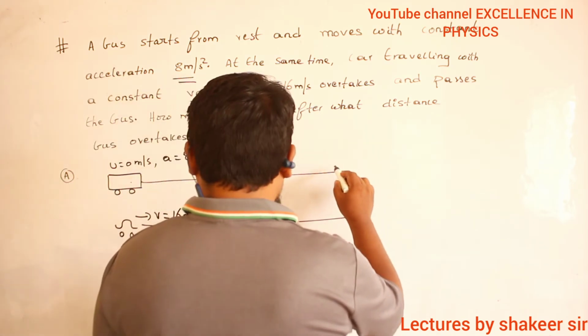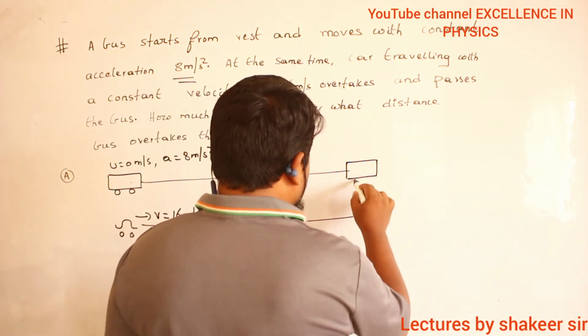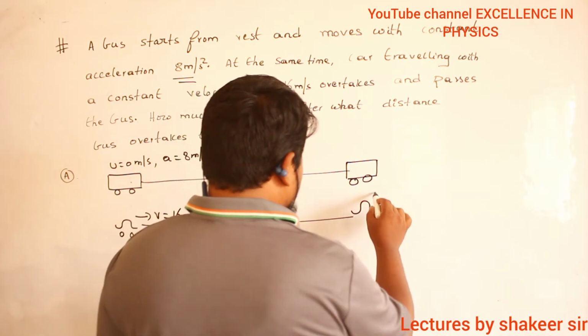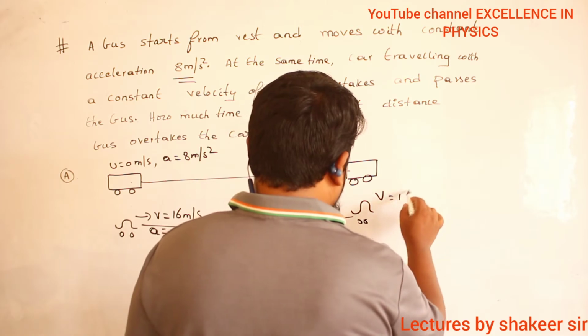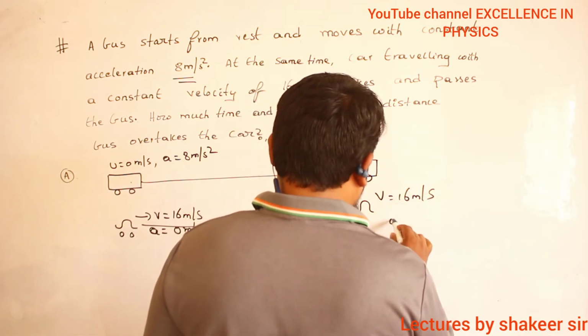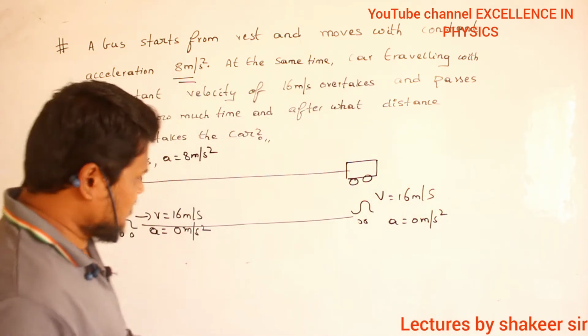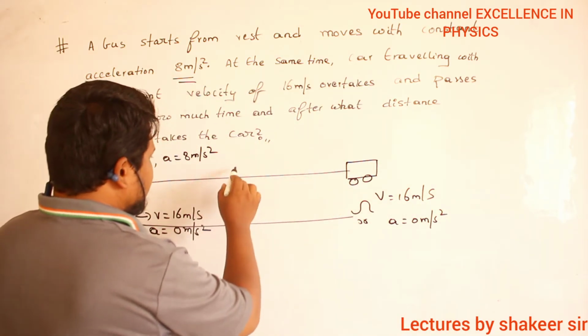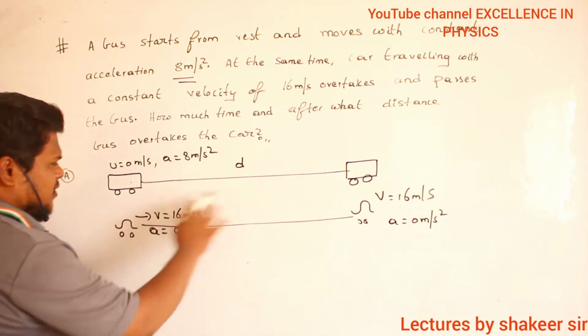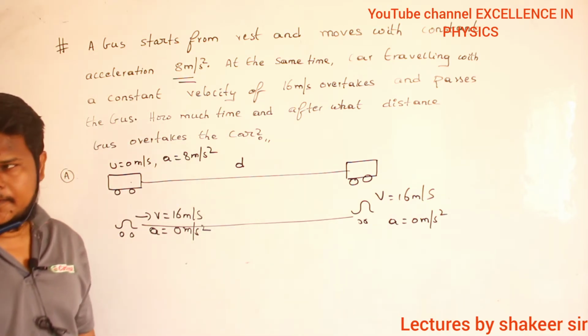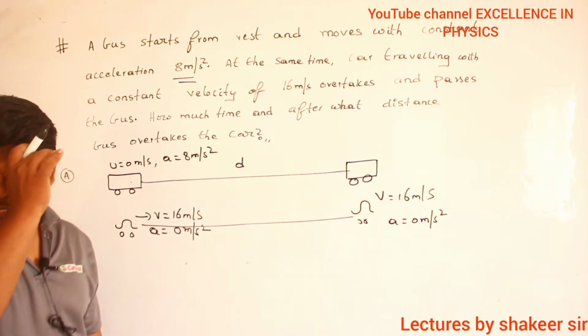So now I can say the bus is present here, and the car is present here. And what is the velocity of the car? The velocity of the car remains the same. It is 16 meter per second only, and acceleration is also 0 meter per second square. So this distance, if I call it d or s, how can you calculate this distance? And what is the time taken for overtaking? These two quantities we are supposed to calculate.